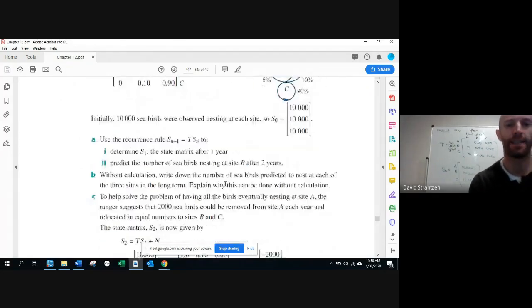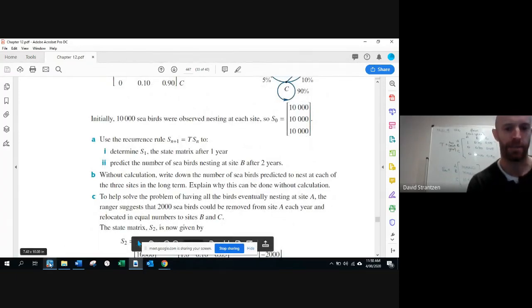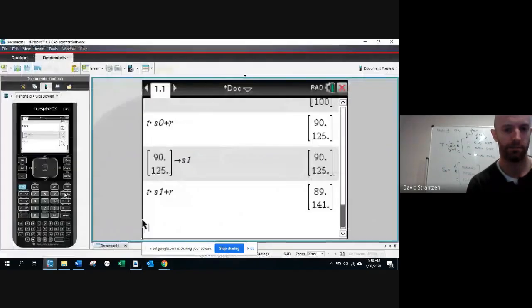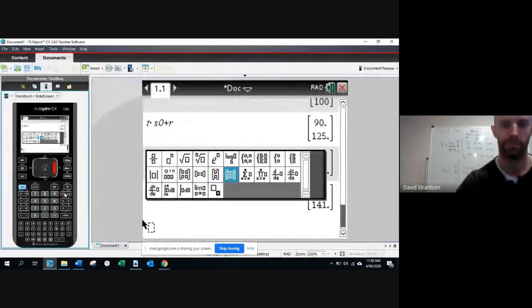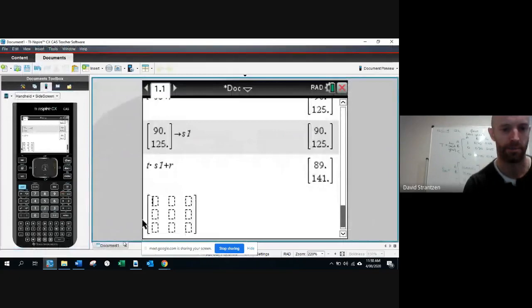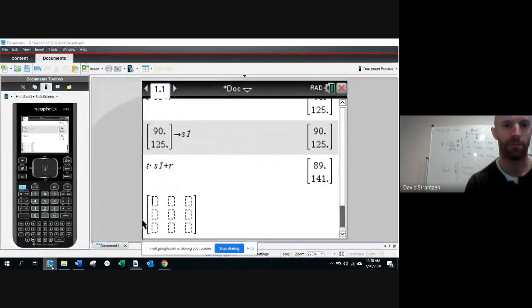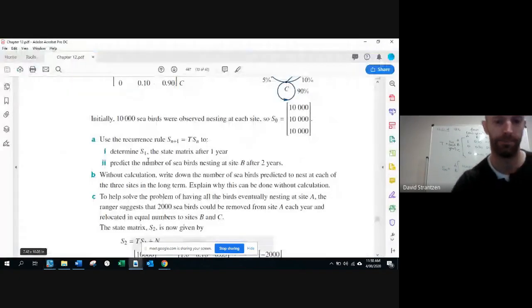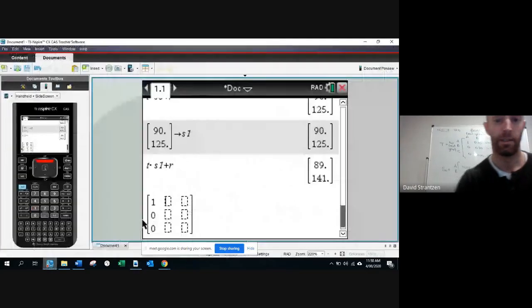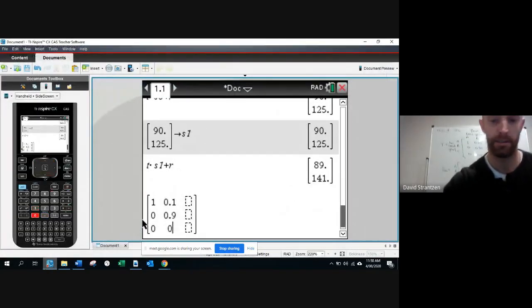So initially, 10,000 seabirds were observed nesting at each site. So that's the value of S0. And I'm going to store these matrices. Bear with me while I put this transition matrix in. So we're going to have 1, 0, 0. 0.1, 0.9, 0.1.